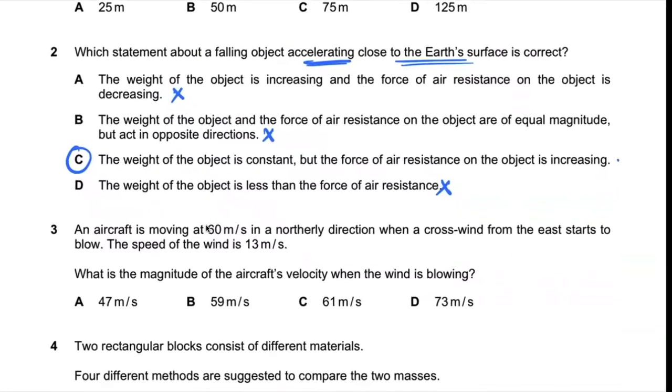Next, we have 3. An aircraft is moving at 60 meters per second north when a crosswind from east starts to blow. Speed of the wind is 13. What is the magnitude of the aircraft's velocity when the wind is blowing? So it was moving with 60 like this. And the crosswind starts to blow from the east. So that means it's going towards the west. This is 13. This is 60.